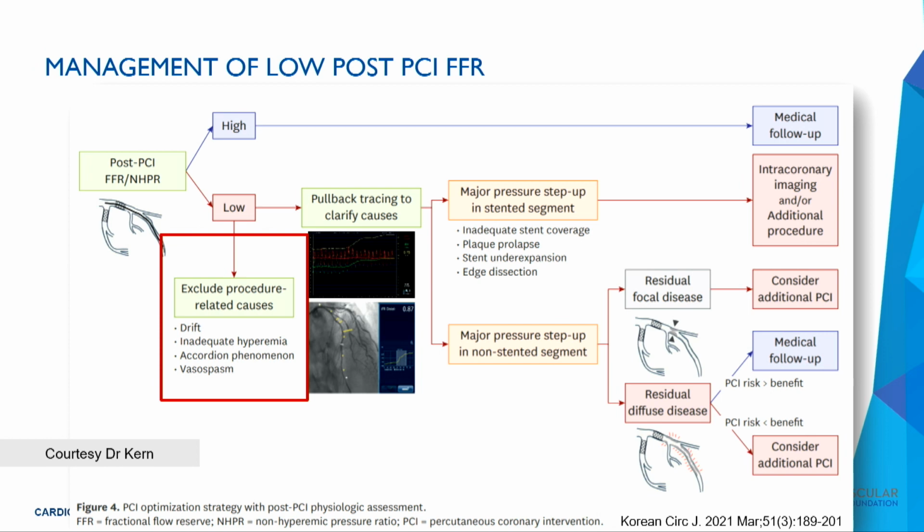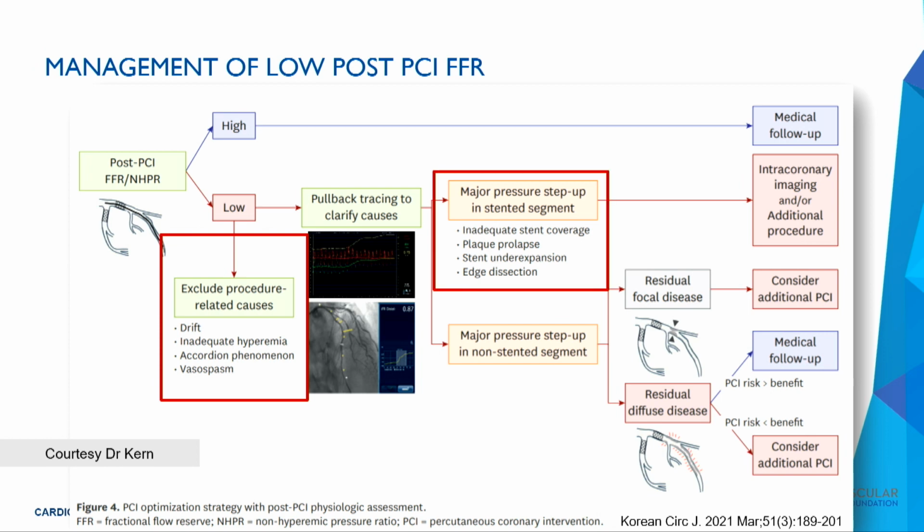If your post-PCI FFR or physiology is low, you have to rule out certain things. Are you having a drift? Do you have to normalize again? Is your wire having issues? Or is there inadequate hyperemia if you opted for FFR? Or it's a vasospasm, and you have to give vasodilators.